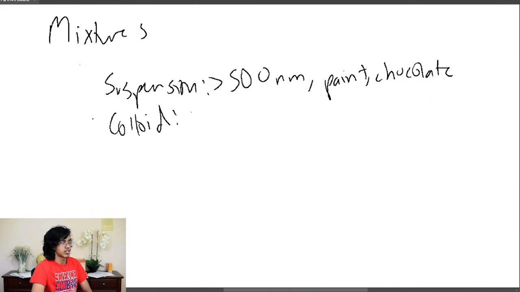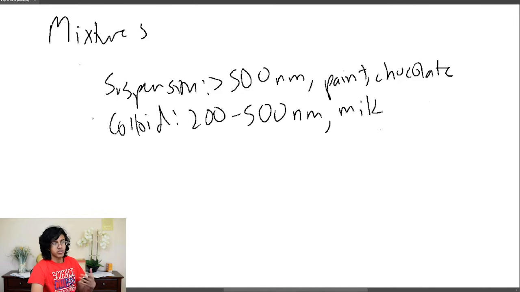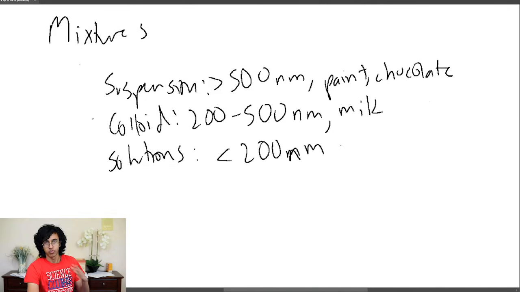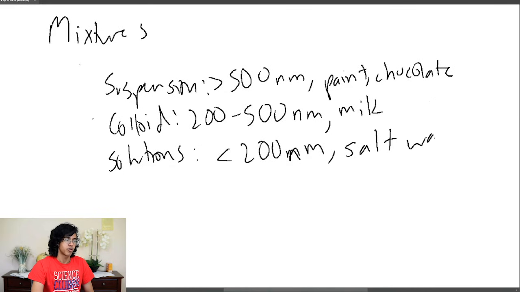And then a colloid has slightly bigger particles, 200 to 500 nanometers, and an example is milk. The reason why milk is not see-through is because the particles are big enough to scatter light. It's called Tyndall scattering if you want to look it up, but it's not relevant to AP Chem. Okay, solution. Less than 200 nanometers. So the particles are really, really tiny, and an example is salt water. The particles are so tiny that the light just goes through them, so that's why salt water is see-through.